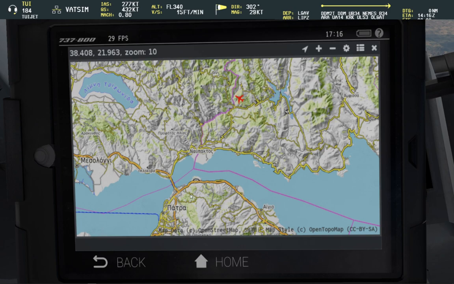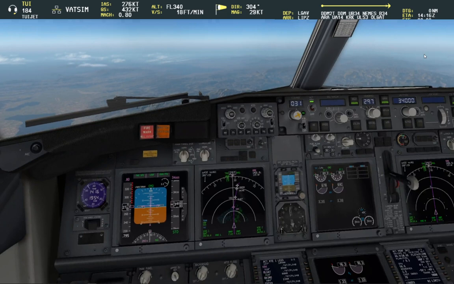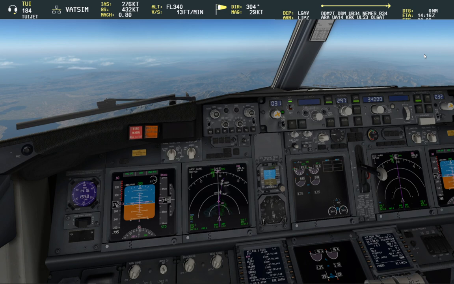And Speedbird 641, back. Speedbird 641, welcome back. And now you can monitor Unicom 122.8. Have a very good flight. Enjoy your evening. Bye bye.